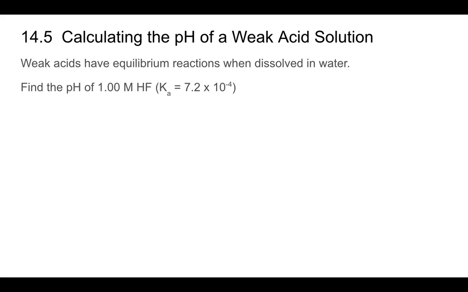Now, we take a much different approach when we try to find the pH of weak acid solutions. Weak acids have equilibrium reactions when they dissolve in water, which means we have to treat them as equilibrium problems, not as stoichiometry problems like maybe you could treat a strong acid, where we just use the mole ratio. To illustrate this, let's try to find the pH of 1 molar HF. HF has a Ka value of 7.2 times 10 to the minus 4.